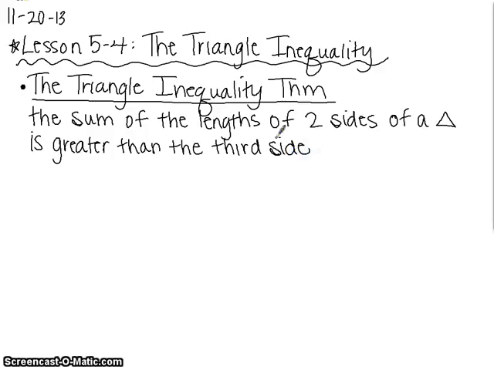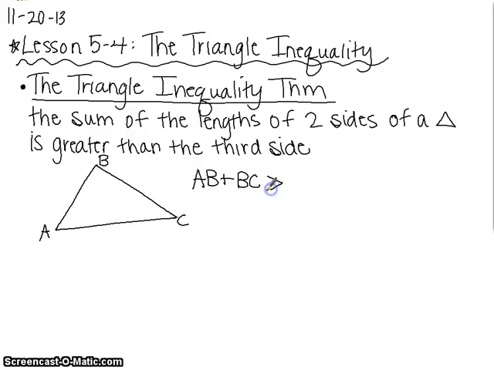Okay, so to give you kind of a visual, let's say I have triangle ABC, as always. So what this basically means is that if I were to take any two sides of a triangle and add them together, that amount has to be greater than the third side. So if I say side AB plus side BC, that has to be greater than the remaining side, AC. It can't be equal to it, it has to be greater.